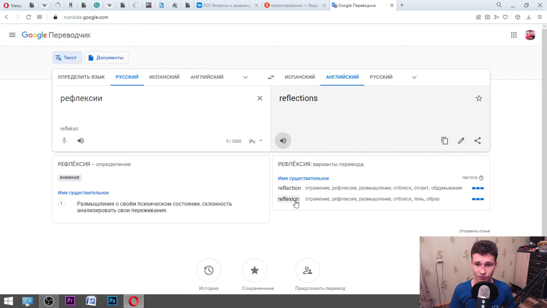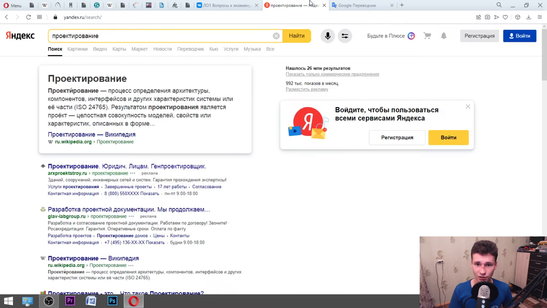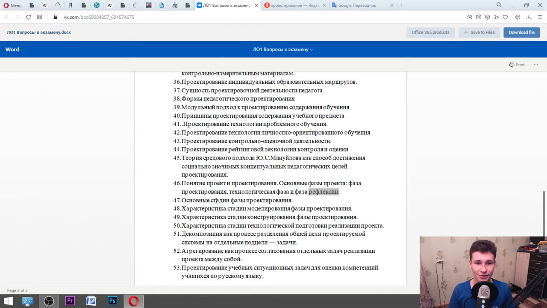Reflections. Yes, and we have different reflection, okay. And the main stages of the phase of project creating. Основные стадии фазы проектирования. Характеристика стадии моделирования фазы проектирования. It means the characteristics of the stage of modeling on the phase of project creating. It means that we create a prototype.